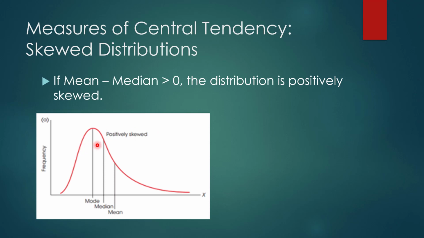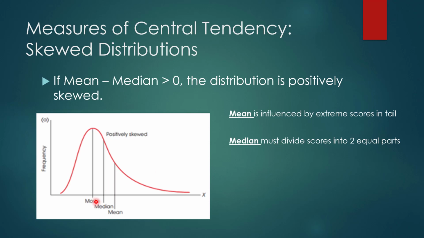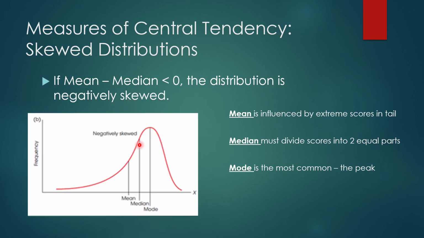And here's a skewed distribution. In a skewed distribution, your mean minus the median is going to be greater than 0. The mean is much more influenced by these extreme scores out here in the tail than the median is. The median is required to divide the scores into 2 equal parts, and the mode is always going to be that most common peak. So when you have a skewed distribution, your median is really the most representative of that data set. Here we have a negatively skewed distribution, and here the mean minus the median is going to be less than 0.